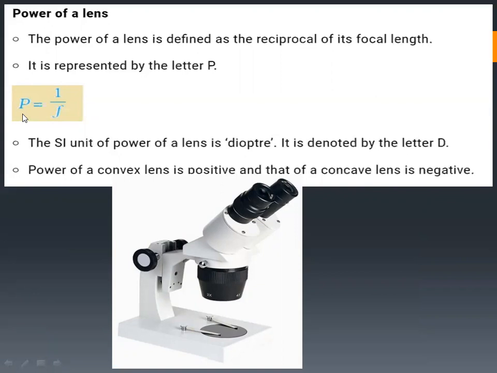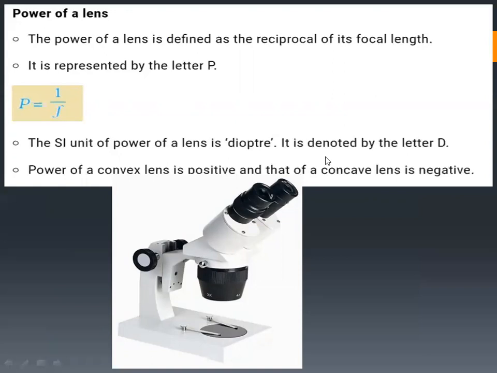And we should know what the SI unit of power is. The SI unit of power of a lens is the diopter. Diopter is denoted by the capital letter D, which we use to represent the power of the lens. The SI unit of power is the diopter. This also you keep in mind.